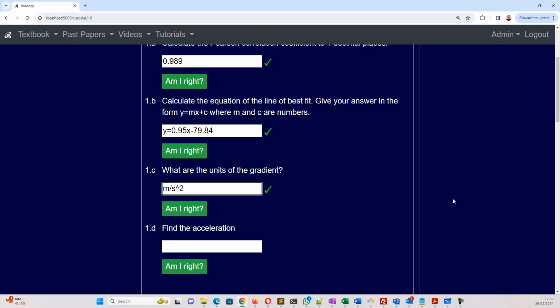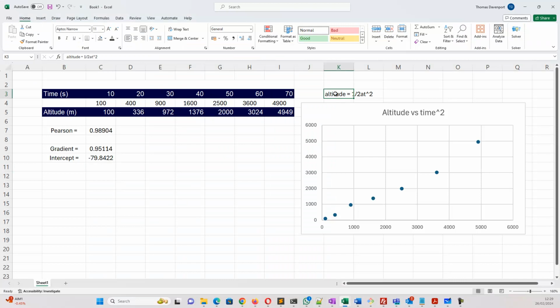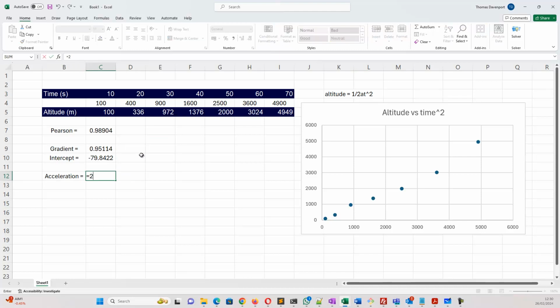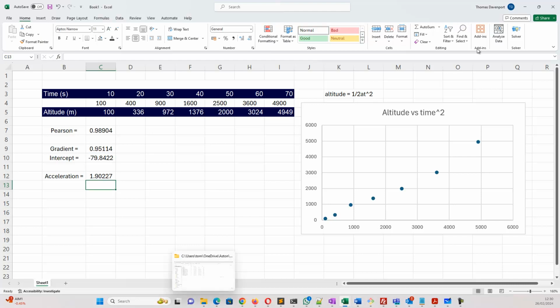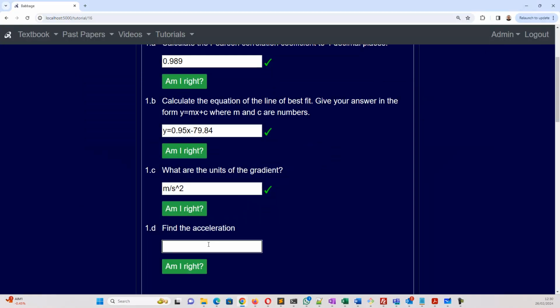And then finally find the acceleration. We can see that the altitude is equal to a half AT squared. The gradient is the half A, which means that the acceleration is equal to twice the gradient. So the gradient is 0.95, so the acceleration is equal to 2 times the gradient, which is 1.9. So the acceleration is 1.9.